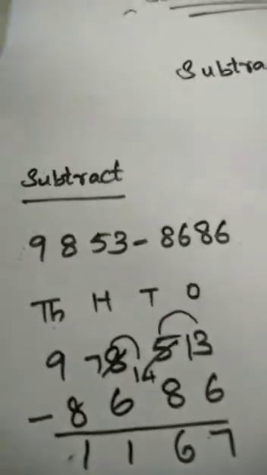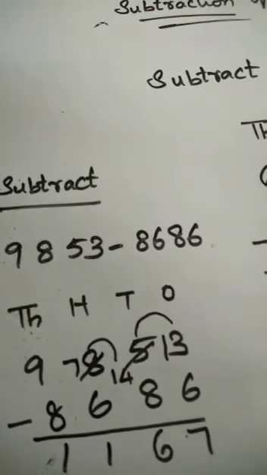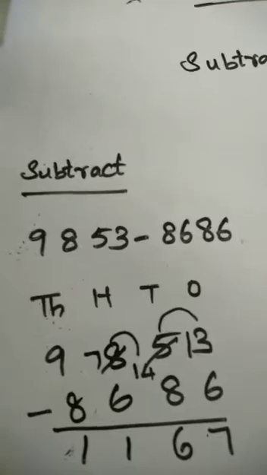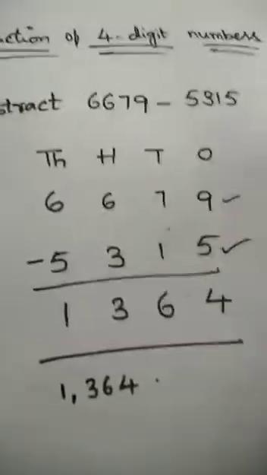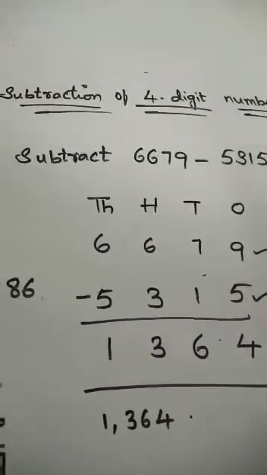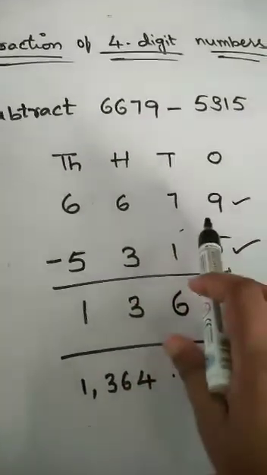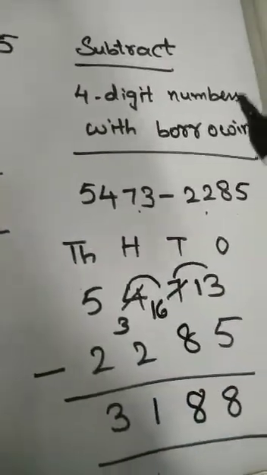1167. So this is subtraction of 4-digit numbers with borrowing. So in today's class, we have learned subtraction of 4-digit numbers without borrowing and with borrowing. And we have taken one more example of subtraction of 4-digit numbers with borrowing.